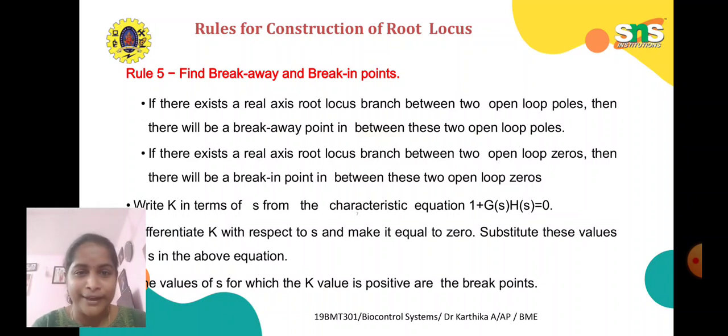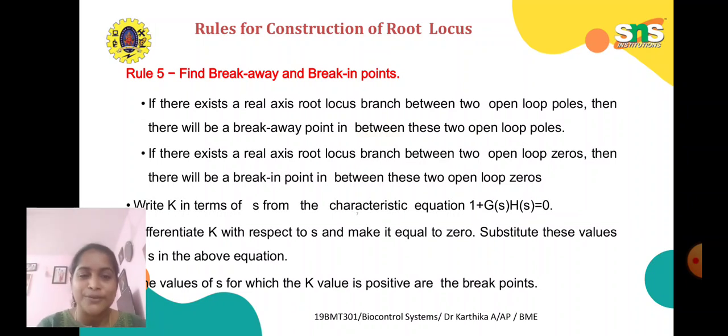Rule 5 is to find breakaway and break-in points. If there exists a real axis root locus branch between two open loop poles, then there will be a breakaway point in between these two open loop poles. If there exists a real axis root locus branch between two open loop zeros, then there will be a break-in point in between these two open loop zeros.